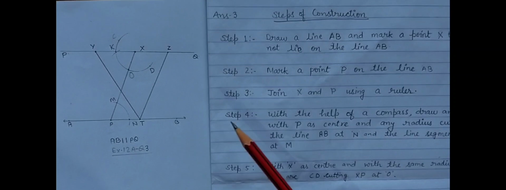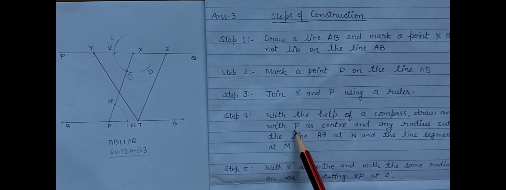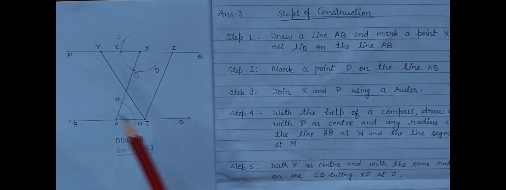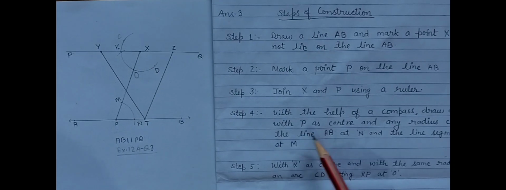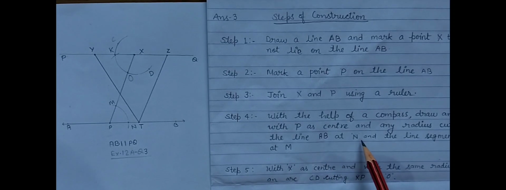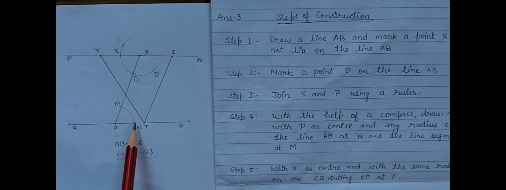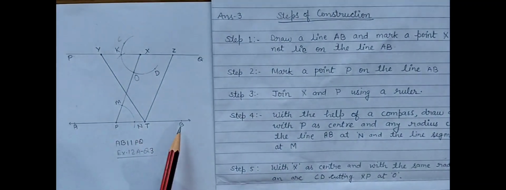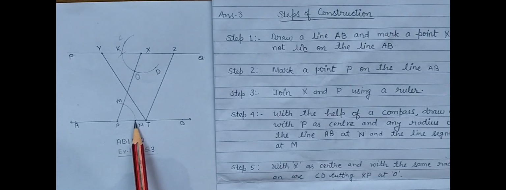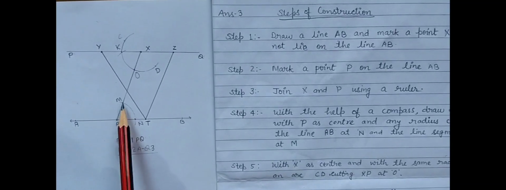After that, step four, with the help of a compass draw an arc with P. You have to draw an arc from P just like this. P as a center and any radius, cutting the line AB at N and the line segment XP at M. When we are drawing this arc, it will cut the AB line at point N. This is N point and this is M point. So it will be cut two times.